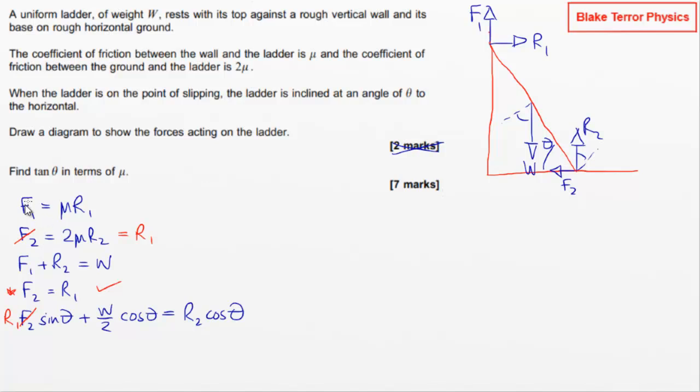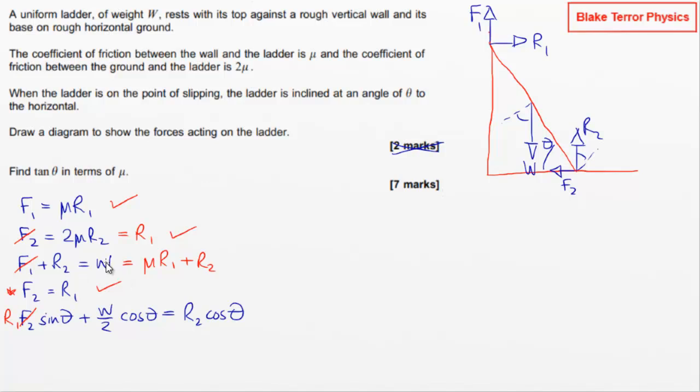Let's remove F1 then. F1's quite easy to remove, so we'll use this equation. Where's an F1? Here's an F1. So that W is going to be equal to mu R1 plus R2. So that's removed that one, and we have no other F1, so we've done that one. That's good. Now let's remove R1. So let's use that equation and we'll remove R1.